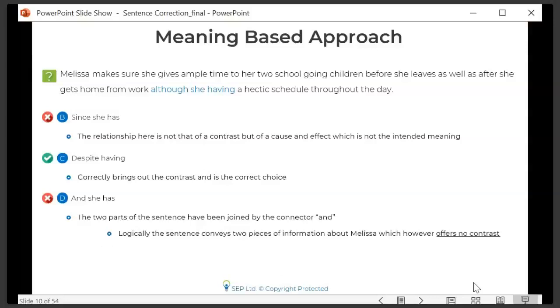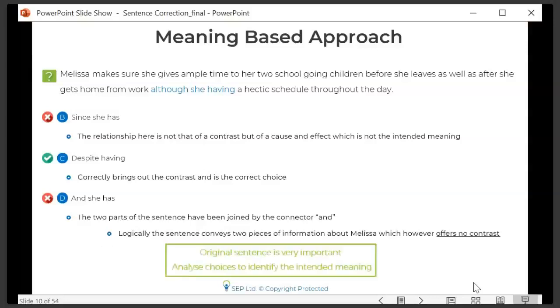So let me go back to this point, and this is a very important takeaway. Because just 10% of you believe that more time should be spent on the original sentence, I would like to drive home this point. Original sentence is very important. You have to understand what was the intended meaning. And when you are choosing the correct answer choice, it must absolutely adhere to that intended meaning. Okay, it's very, very important. So this is something that you should really lock away in your minds.